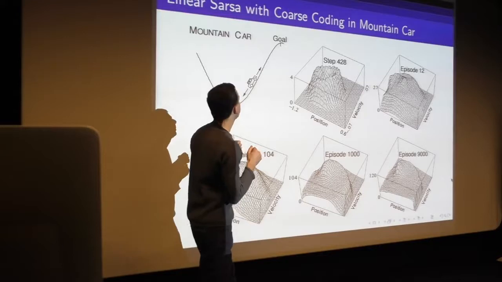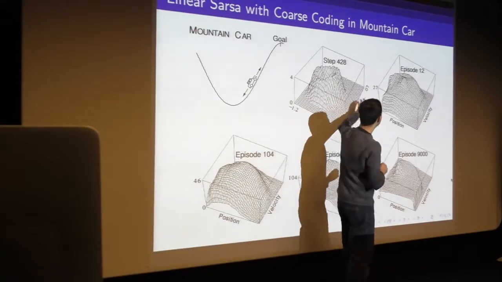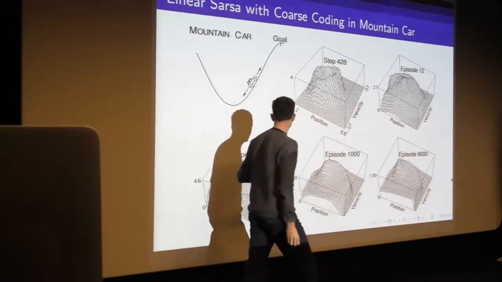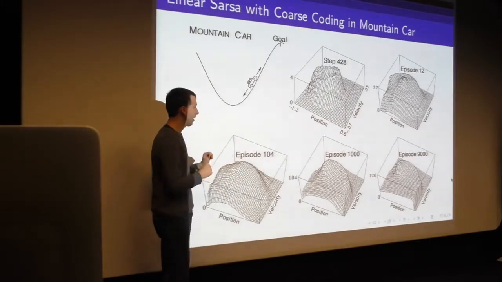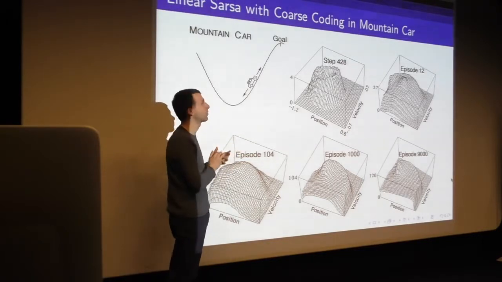Over time, what we see is that as the policy starts to improve, we start to see more and more shape emerging out of this function approximator. This is doing our generalized policy improvement using the SARSA algorithm.